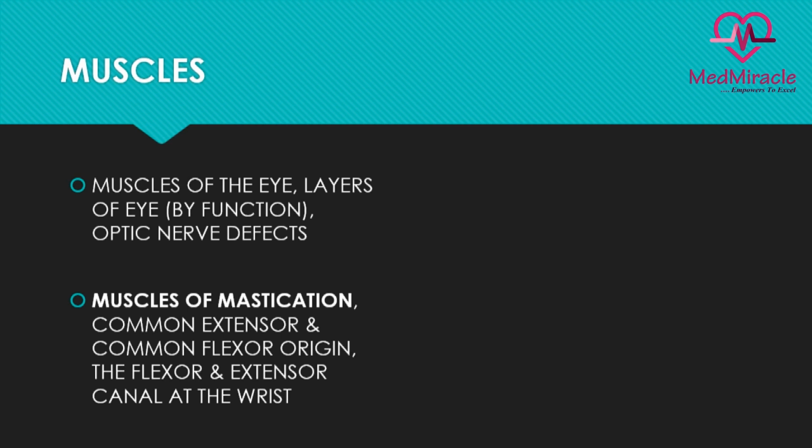The muscles: the most common and most important question that is asked is on the muscles of mastication, and in this there are two things that you must remember, that the one muscle which depresses the mandible is the lateral pterygoid, and the one muscle which retracts the mandible is the temporalis.